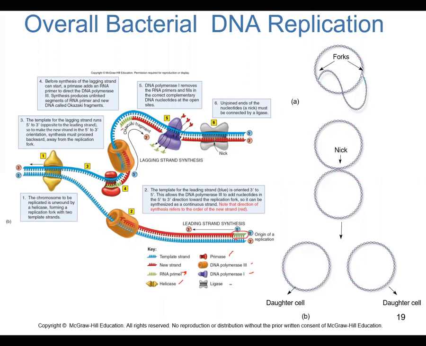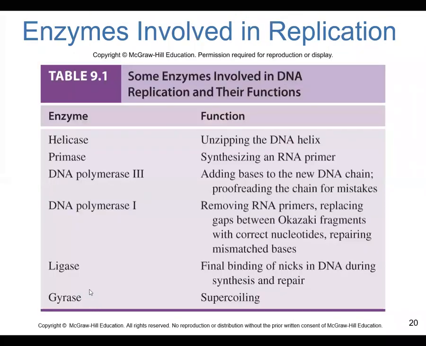Polymerase 1 will remove these primers and hook the fragments together, replacing those primers with DNA sequences instead of RNA sequences. And then the ligase will come in and connect all of those little pieces together, so that you end up with 2 new strands of DNA. The one that we didn't mention was right here, this gyrase, and that's going to help it coil up.